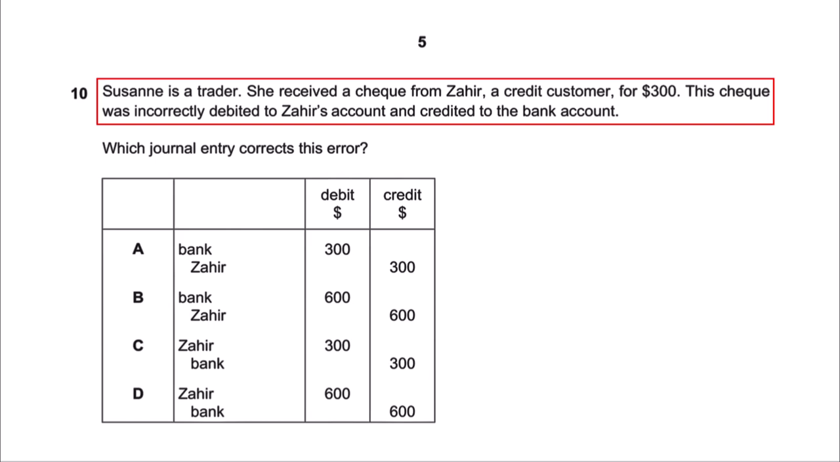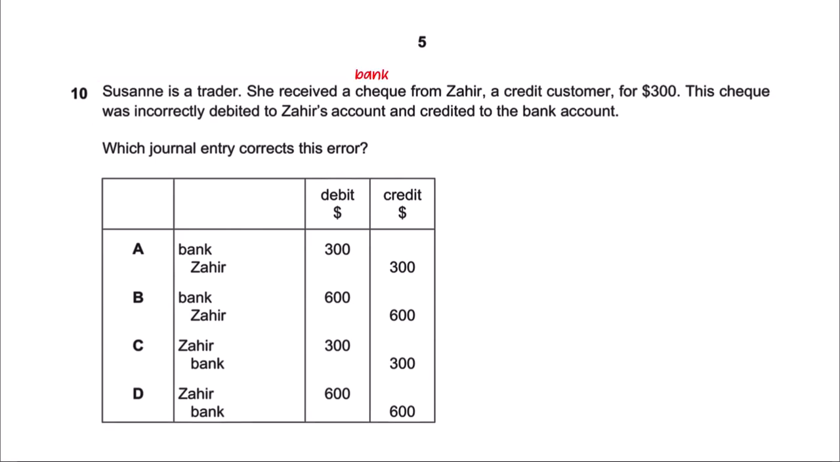Well, in this transaction, two accounts are involved, the bank account for the check received and Zahir's account. You know, both of these accounts are asset accounts. Upon receiving the check, the bank, the asset, should have increased, and Zahir's account, it is another asset account, should have been decreased for making payment.